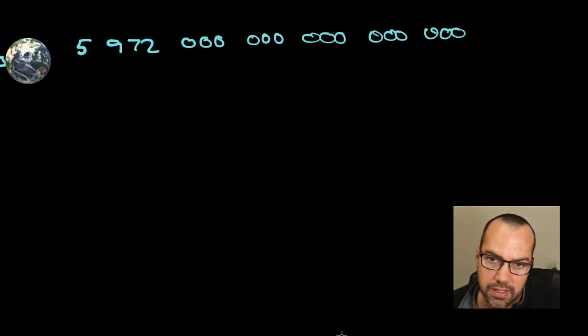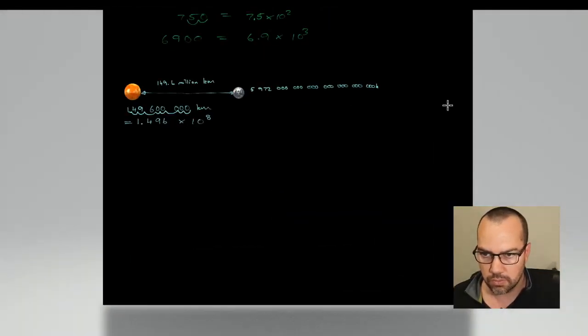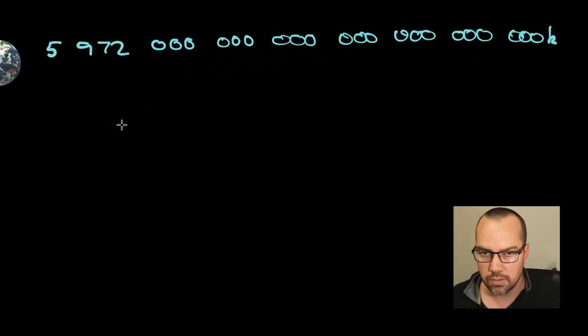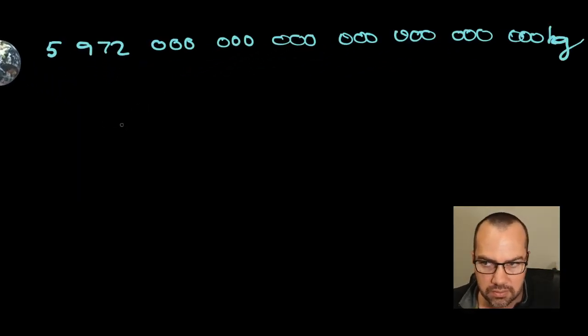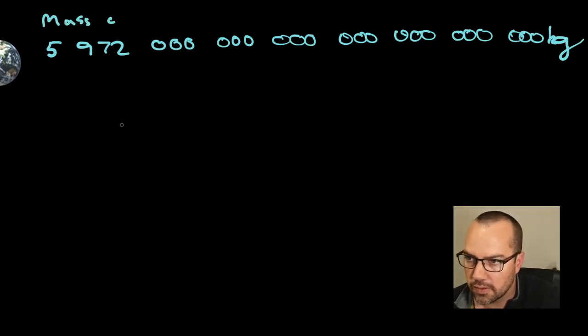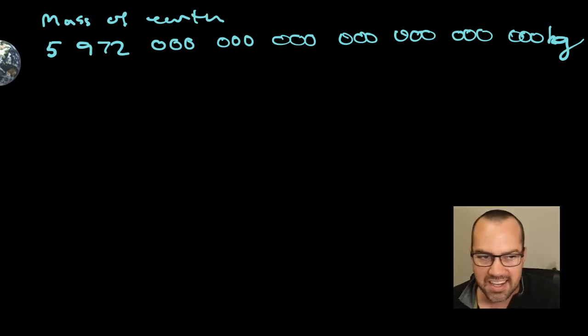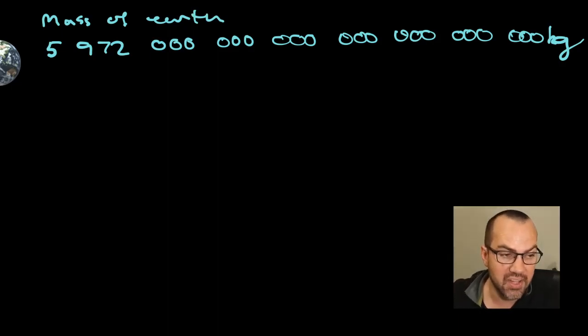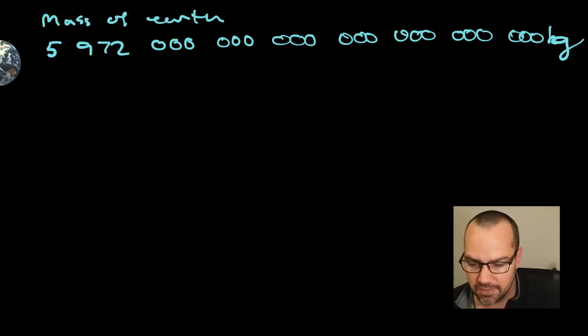5, 9, 7, 2, and now I get to zeros. I'm going to count to 21. 1, 2, 3, 4, 5, 6, 7, 8, 9, 10, 11, 12, 13, 14, 15, 16, 17, 18, 19, 20, 21, just fit. Kilograms. That is the mass of the Earth. This kind of number is where scientific notation is really, really useful, right?